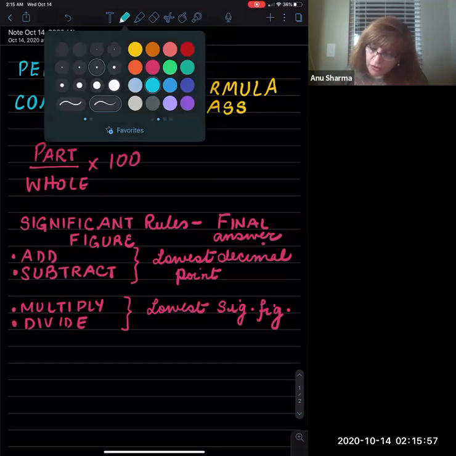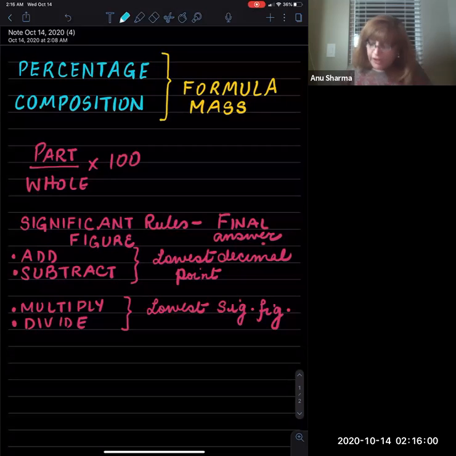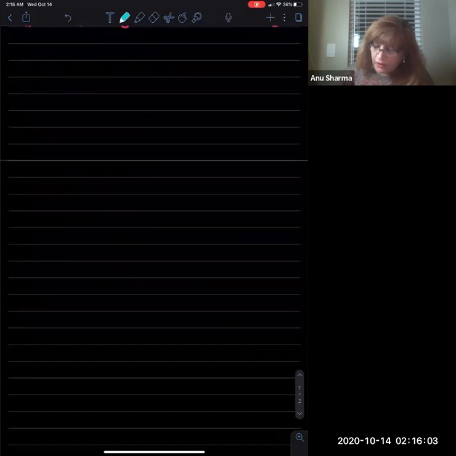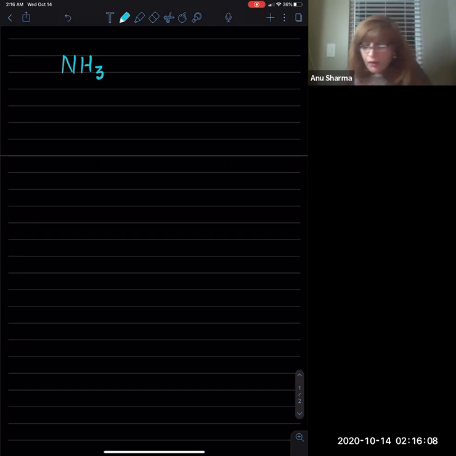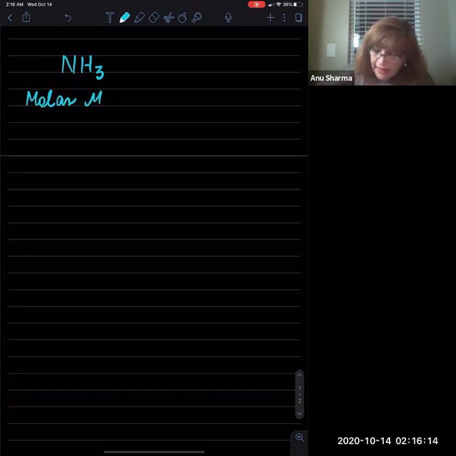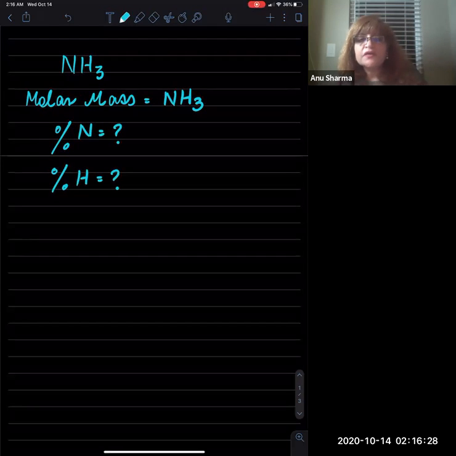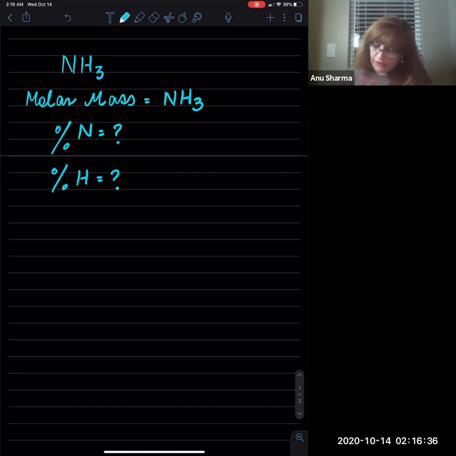So now we are going to look at one example of ammonia, a very simple example. So here you are given ammonia, NH3. First let's calculate the molar mass of ammonia, and we are going to determine what is the percentage of nitrogen and what is the percentage of hydrogen in 1 mole of ammonia, in other words, in that certain grams of ammonia. So first of all, the molar mass of ammonia.